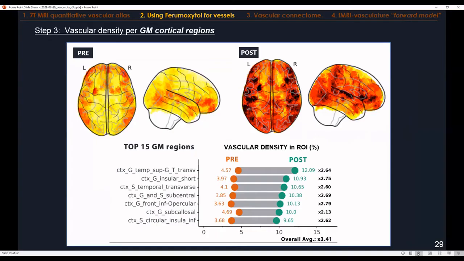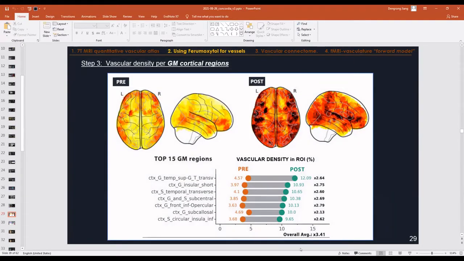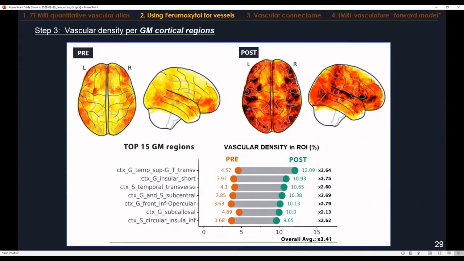Thank you. We compare the vascular density in the different gray matter regions. And in comparing the post-injection images to the pre-injection images, we saw that the same regions seem to correspond in terms of vascular density compared to the other regions. It's just that there is an increase of vascular density of between 3 to 4 times more vessels using the ferumoxytol injection.